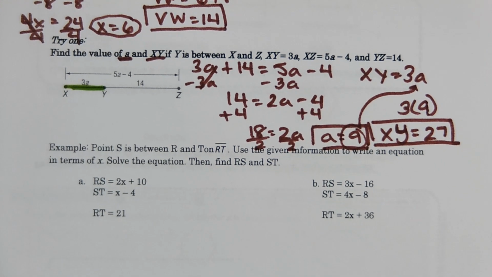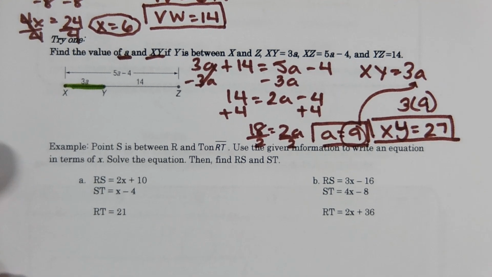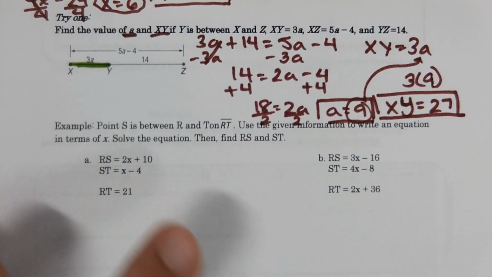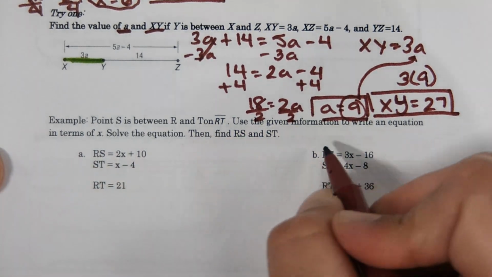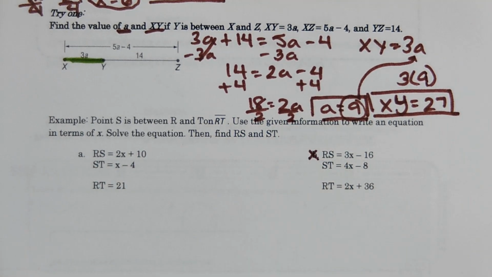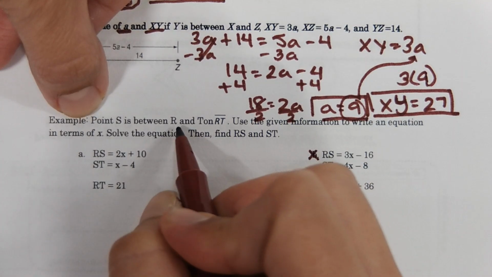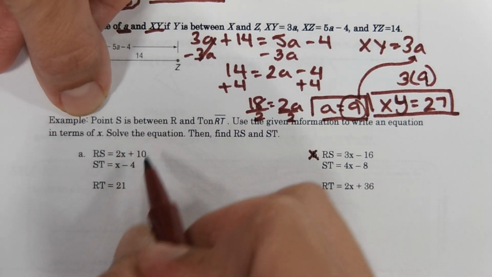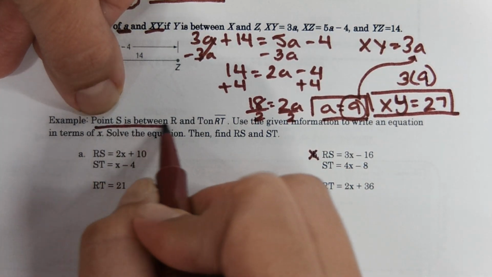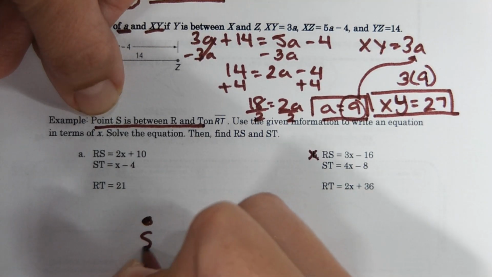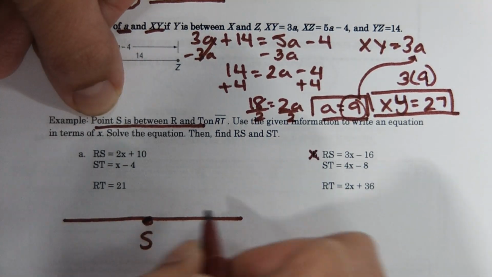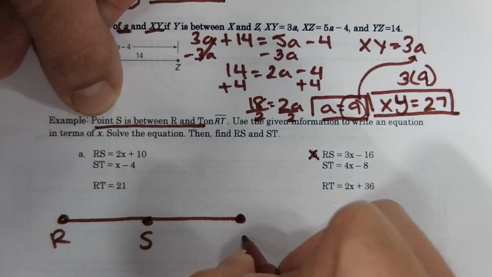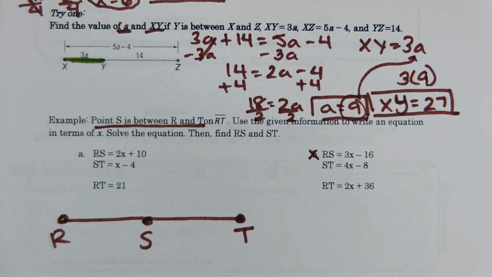Okay, the next one is the same idea, but it does throw people off sometimes because they don't give us a picture. Notice how for A and B, they don't give us a picture. We're just going to do A for right now, so we're almost done. We have one more problem, but there's no picture. But they do tell us exactly where everything is, so we have to sketch out the picture. So it says point S is between R and T, and we have to draw that out. So point S is between R and T. And so you can just sketch that out, and then you can label it and figure out where everything goes.